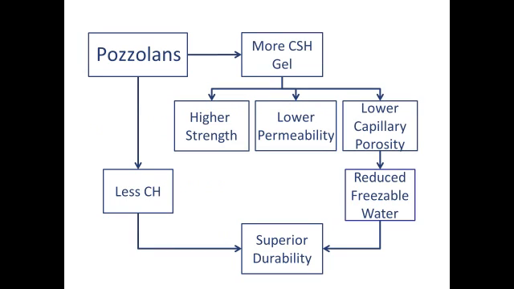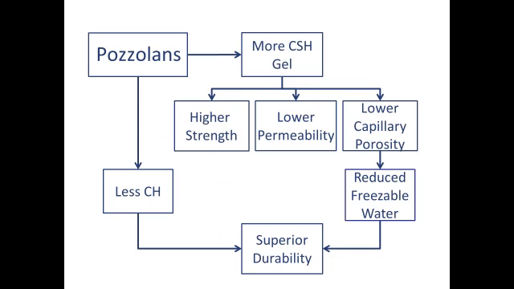So here's sort of a flow chart. The source I got this from was talking about using specifically silica fume to make more durable roads or exterior concrete that's subjected to freeze and thaw. But if you look at it in a general sense for pozzolans, this still holds true.